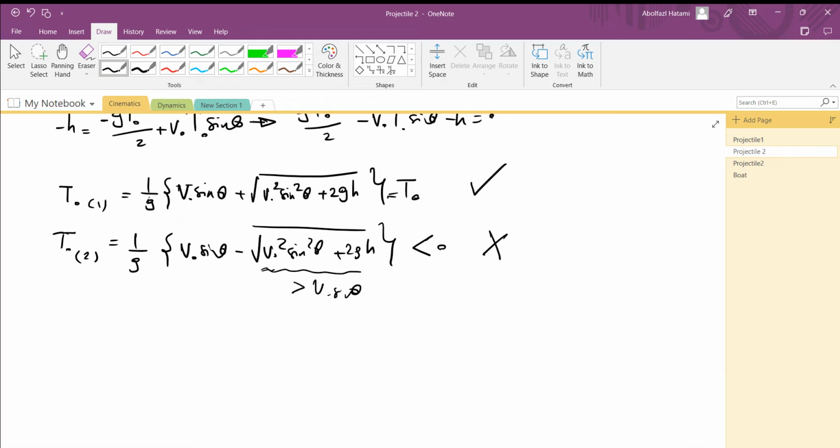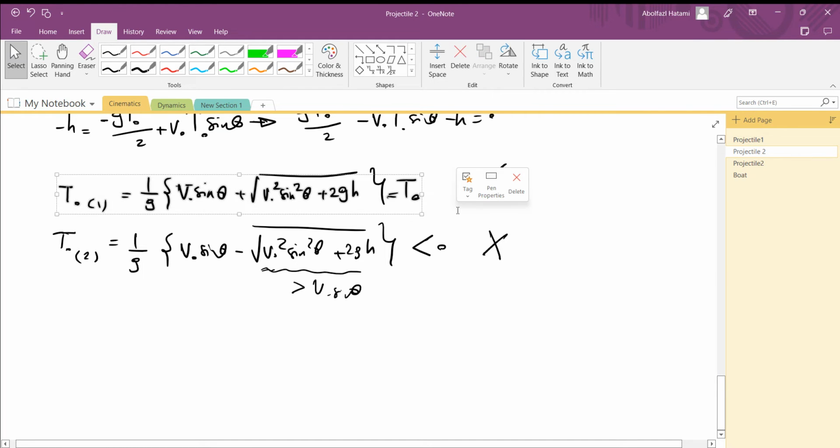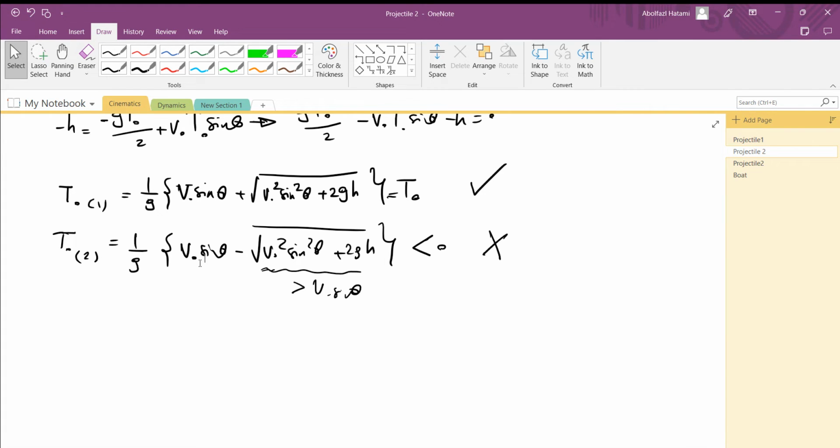Okay, you can see in this equation that the only parameters that our time is affected by are v0 and sine of theta. The parameters related to the initial condition of the ball are just v0 and sine. It means that the only parameter that affects the time of our movement in the air is just vy.